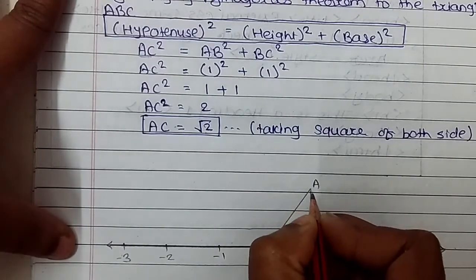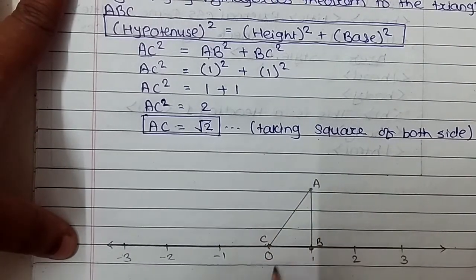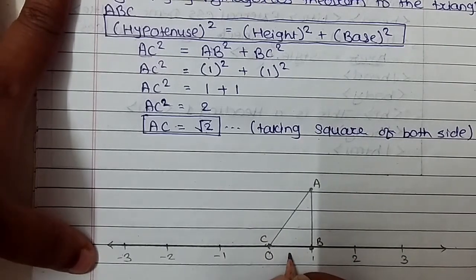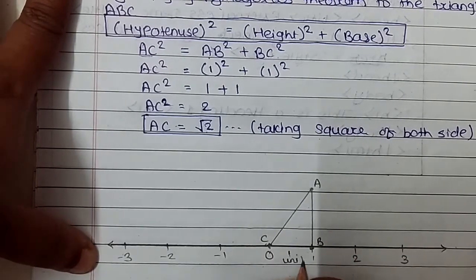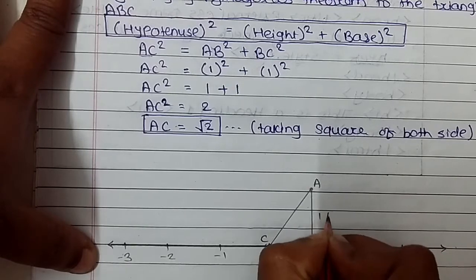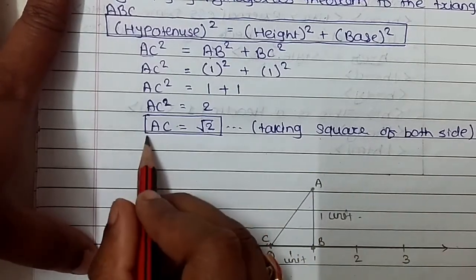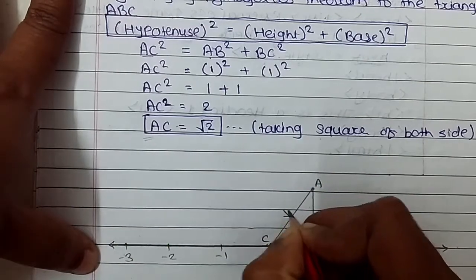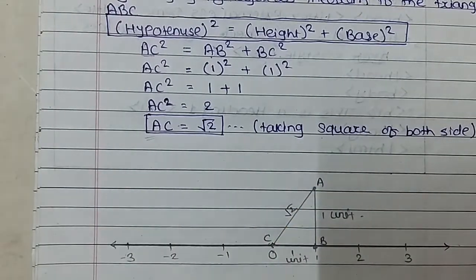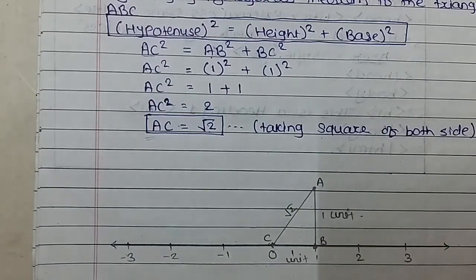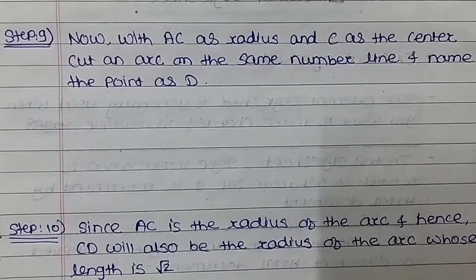Okay. So what is the distance between 0 and 1? That is 1 unit. What is distance between A and B? That is 1 unit. And what is the value of AC? AC value is root 2. Understand this one? This diagram is understand? Okay. Next step.